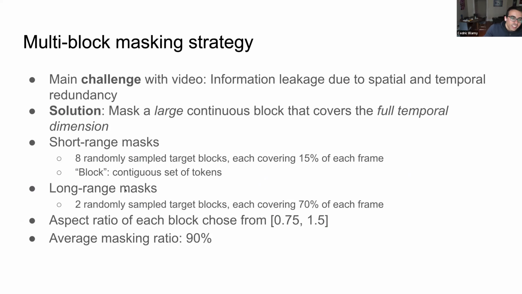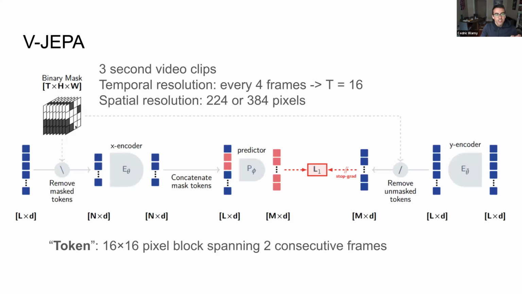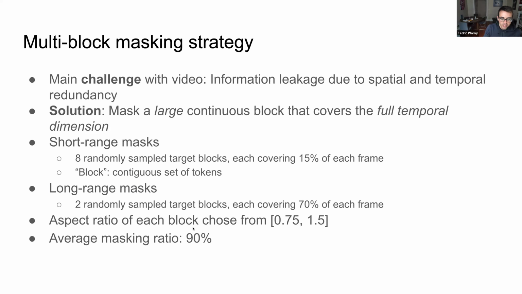And on top of that, they also use 2 long-range masks, which are just larger blocks, essentially, that each cover 70% of each frame. And the aspect ratio is just the shape of the mask that they use, whatever. They pick an aspect ratio from that range. And if you take the union of both short-range masks and long-range masks, on average, you're masking 90% of your video. And so the context block is basically everything that is not masked. So it would be the remaining 10% here.